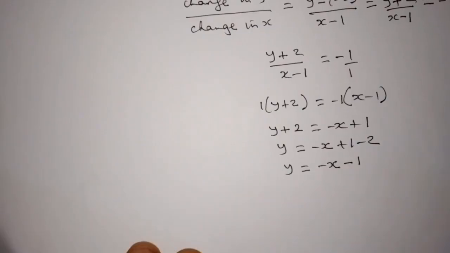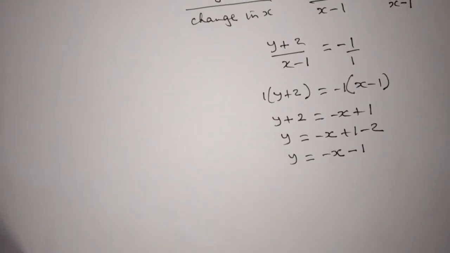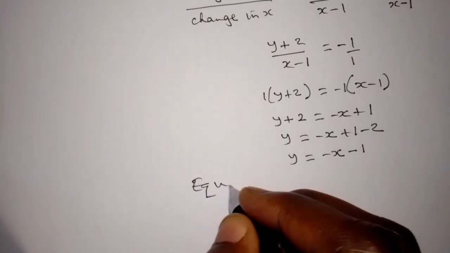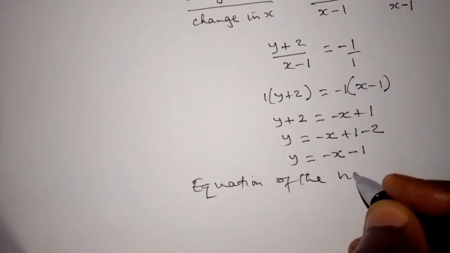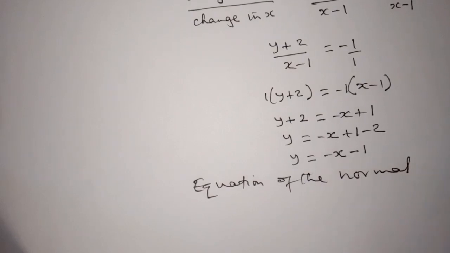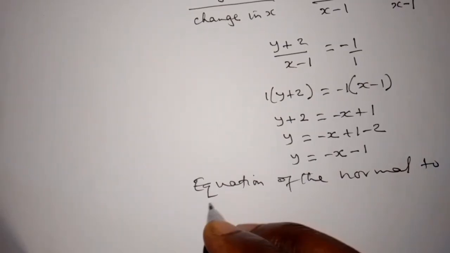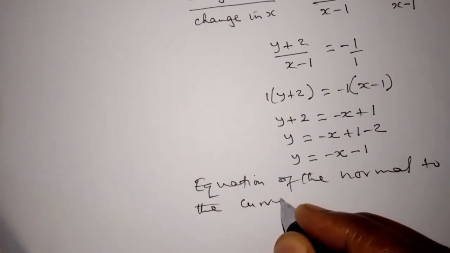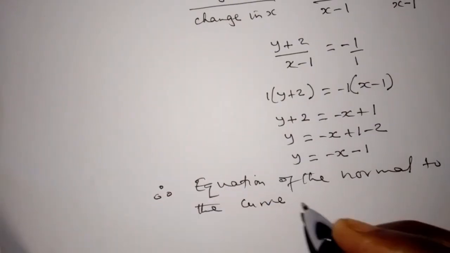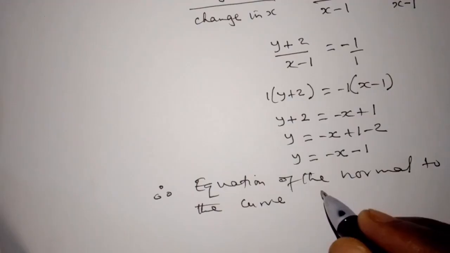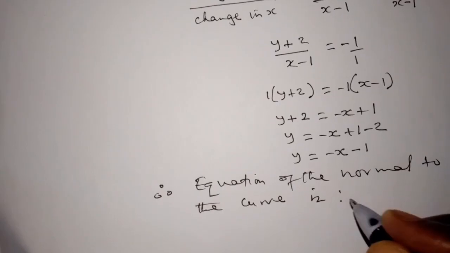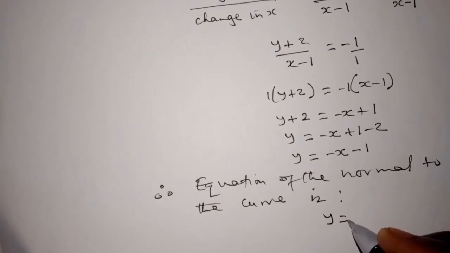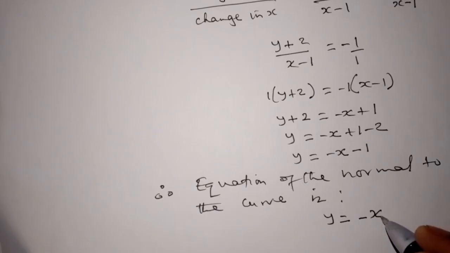Therefore, we can say that the equation of the normal to the curve is y is equal to negative x minus 1.